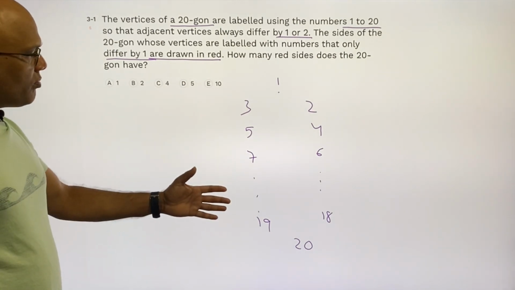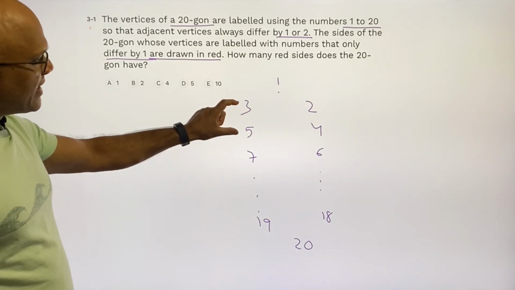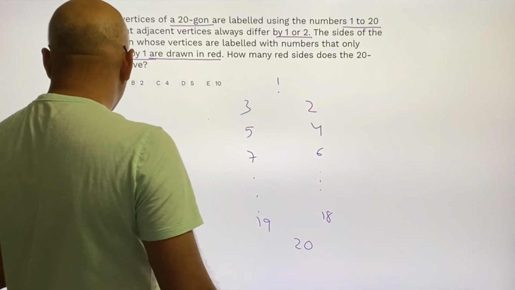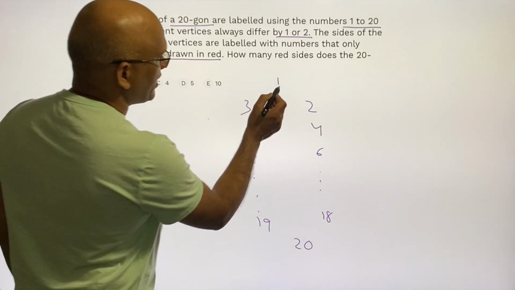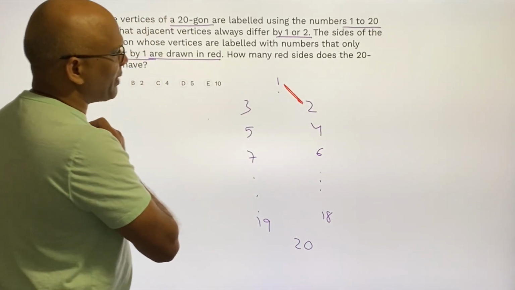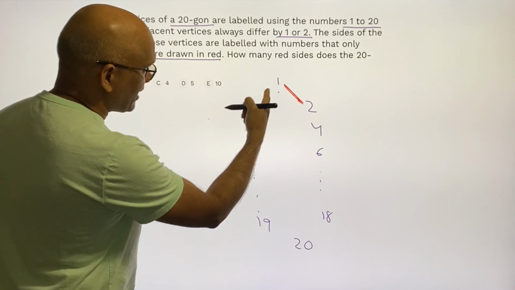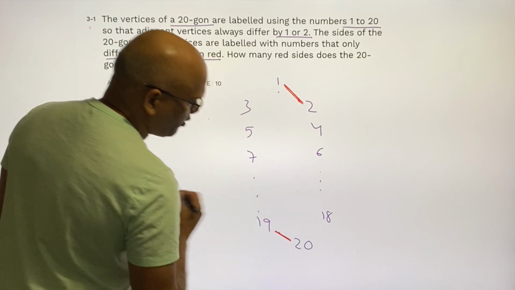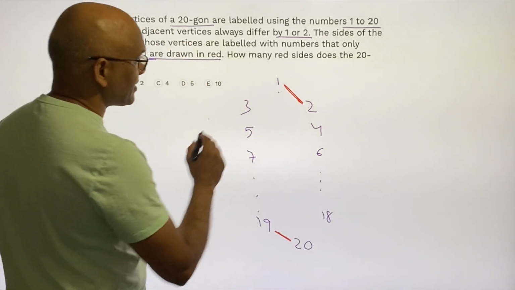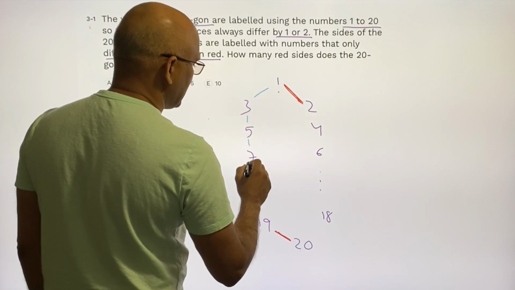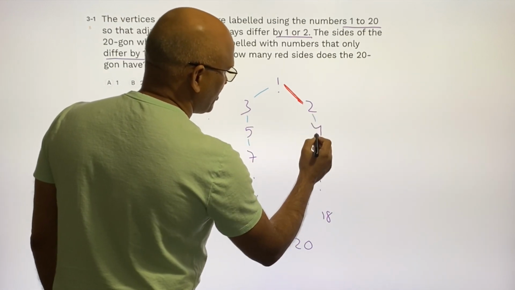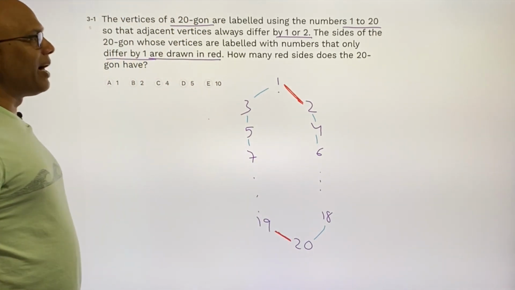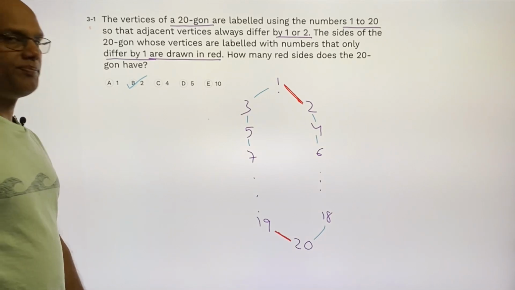Here, as you can check, two adjacent vertices always differ by only 1 or 2, right? So let me mark in red those that differ by 1, okay? So this one differs by 1, and everywhere else the difference is going to be 2, right? So all these will differ by 2. So there are only 2 sides that will be marked in red, so then B is the correct choice.